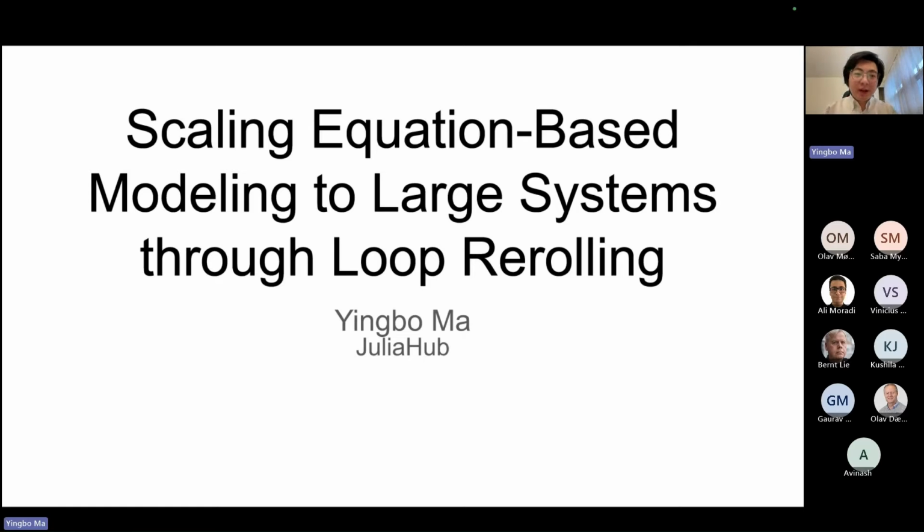Yeah, cool. So I'm Yingbo, and I'm the lead developer of Modeling Toolkit and the DigiWell compiler. And today I will talk about scaling equation-based modeling to large systems through loop rerouting.